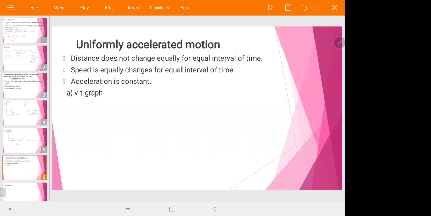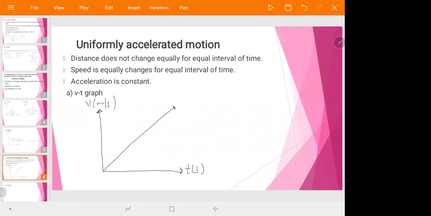For example, velocity in meters per second, or speed in meters per second in a certain direction, and the time in seconds. For uniformly accelerated motion, it seems like this one, okay?